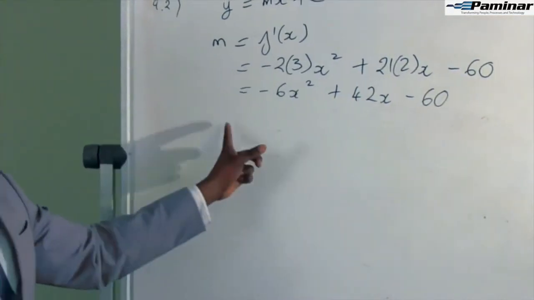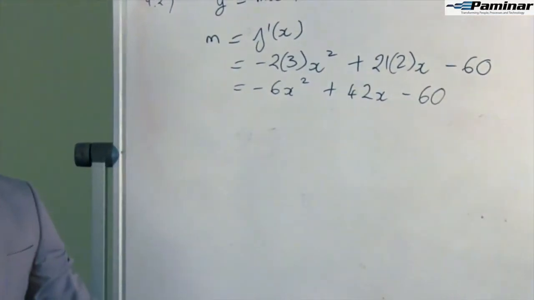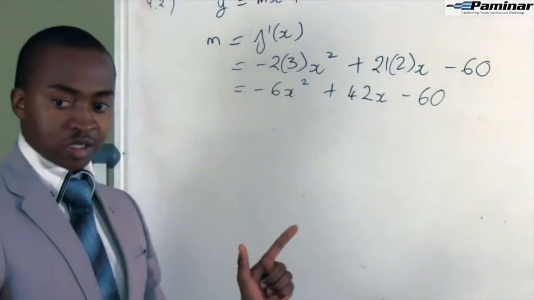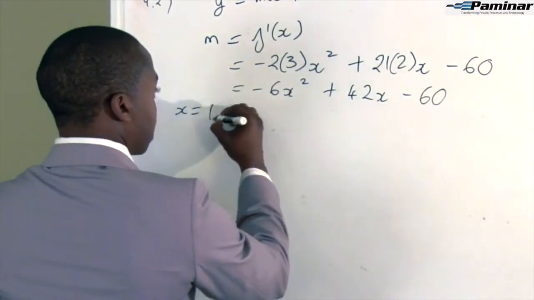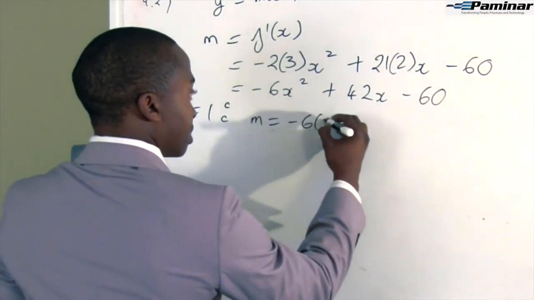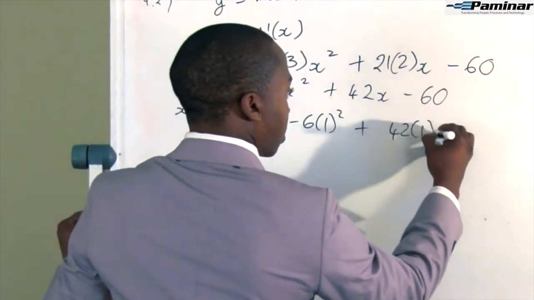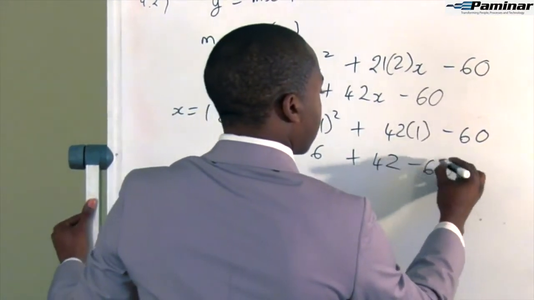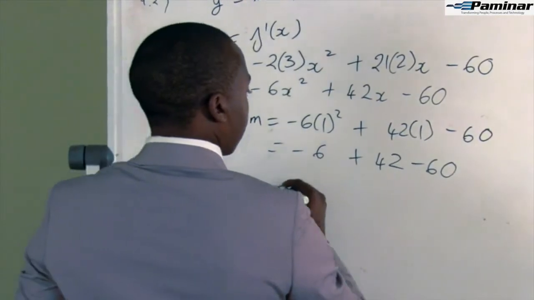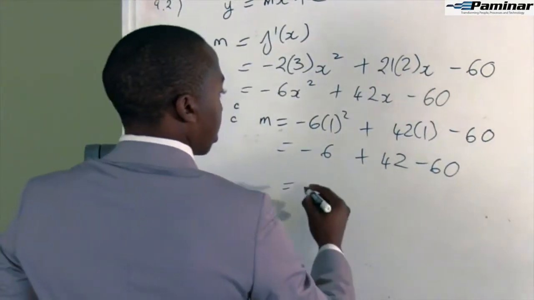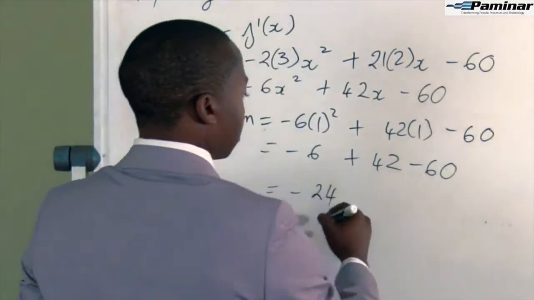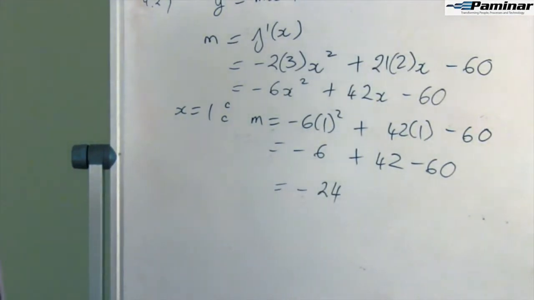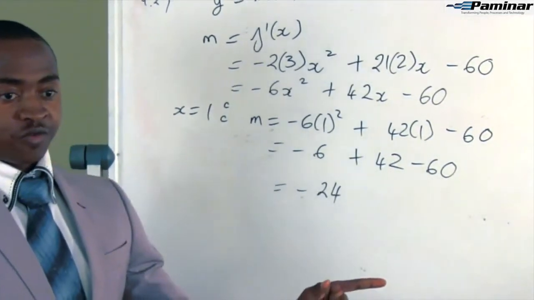Okay, in other words, we found a function for our general gradient. But then they're specifically asking for the equation of the tangent at the point x is equal to 1. So at x is equal to 1, m will be minus 6 times 1 squared plus 42 times 1 minus 60, which is minus 6 plus 42 minus 60. Which should be ultimately, if I'm not mistaken, minus 24. So m is equal to minus 24.